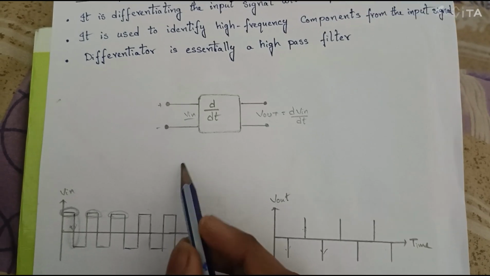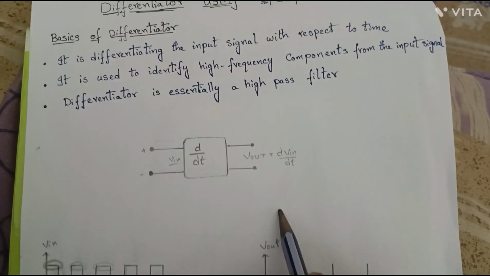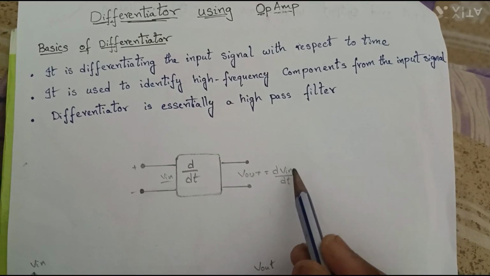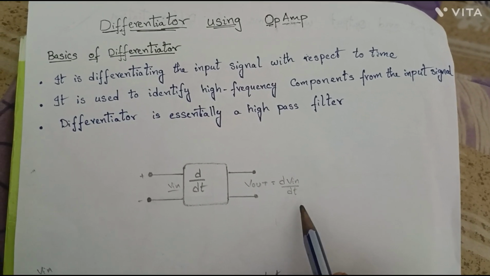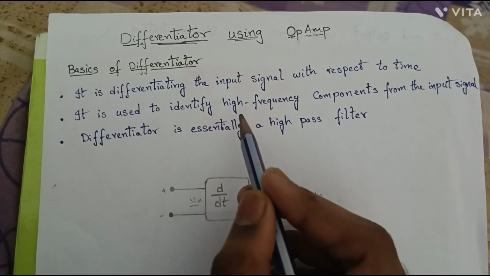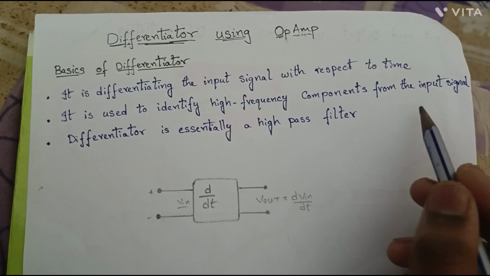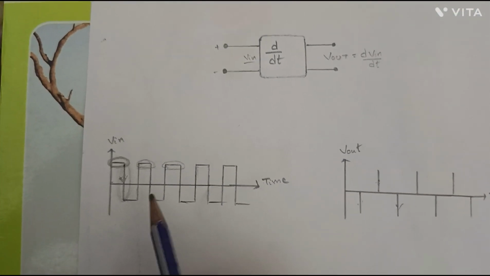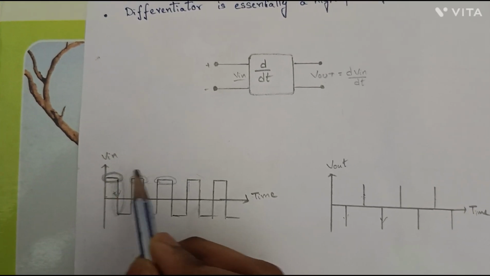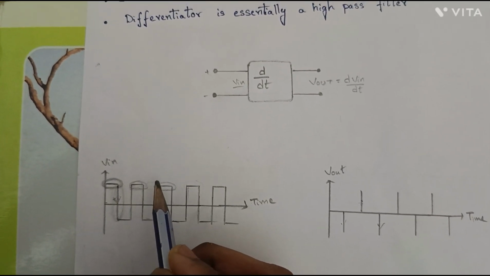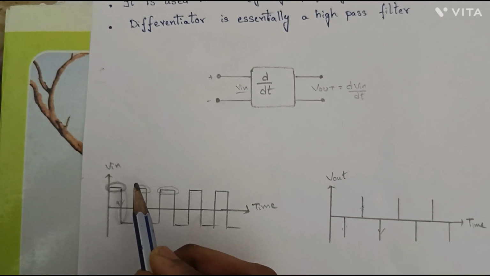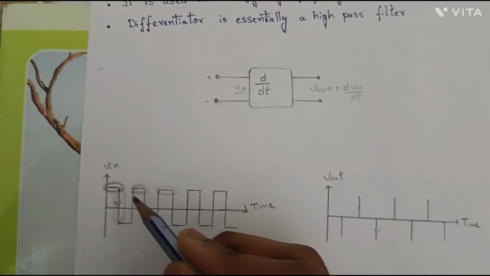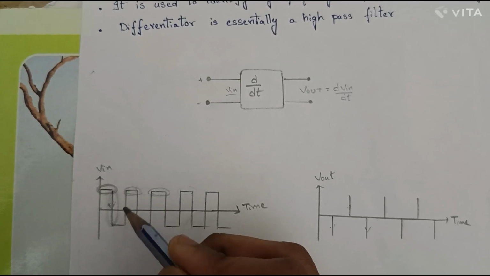If Vin is the input, the output is the differentiation of the input with respect to time. A differentiator is used to identify the high frequency components in the input signal. See, this is the input signal. In these regions, they have constant input. This means they have low frequency, but these lines are varying. This means these have high frequency.